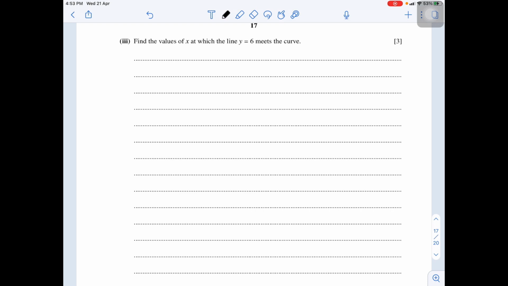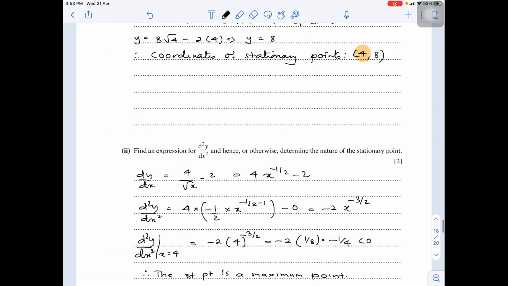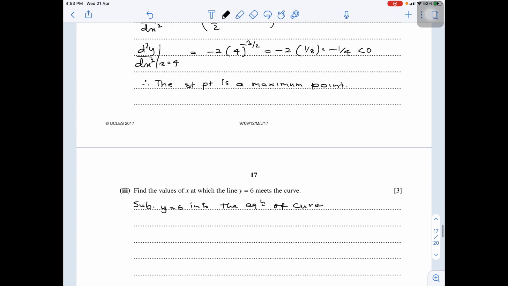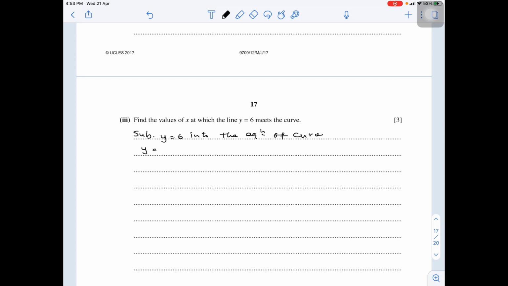Alright, number 3. Find the values of x at which the line y equals 6 meets the curve. Substitute y equals 6 into the equation of the curve. What's the equation of the curve? It is given to us: y equals 8 root x minus 2x. So I'm writing y equals 8 root x minus 2x, and y is 6. So 6 is 8 root x minus 2x.